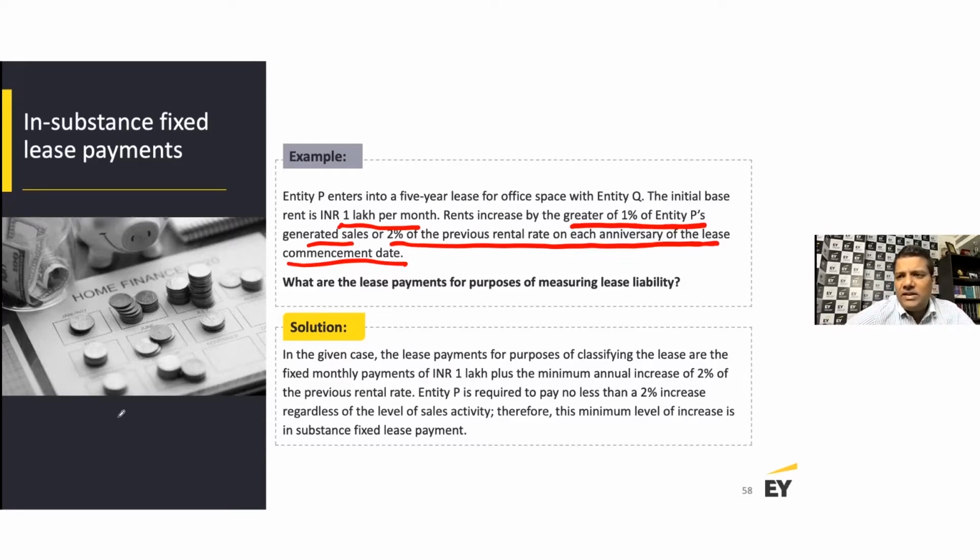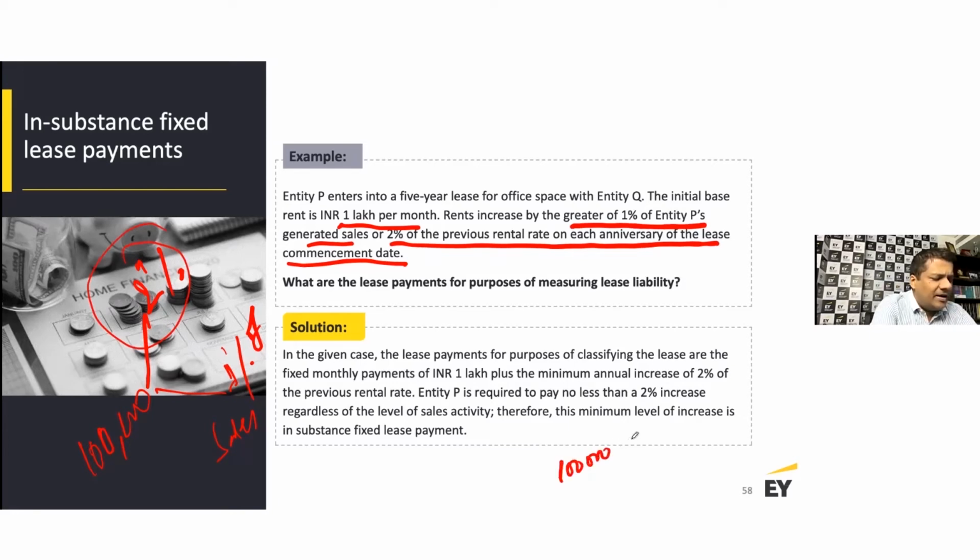So essentially, 1 lakh is what I am paying, and then I'm going to compare that with 2% which I anyway have to pay, and then 1% is linked to sales, right? So higher of the two. So in a way, this is definitive. So I get a minimum increase. So essentially, my rental is 1 lakh into 12, and then 1 lakh 2,000 into 12 for the next year.